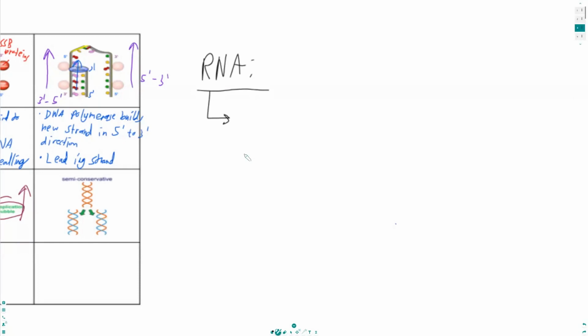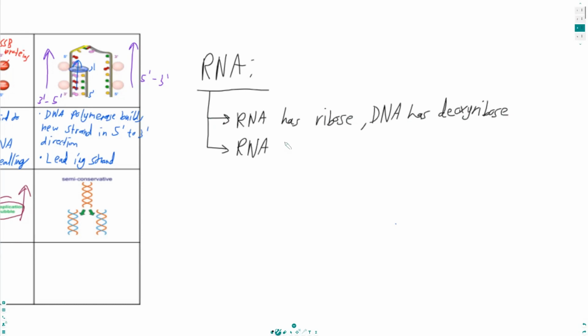First, RNA and DNA have different sugars. RNA has the sugar ribose. Remember, RNA stands for ribonucleic acid, but DNA stands for deoxyribonucleic acid. Therefore, DNA has deoxyribose. Another main difference is that the bases in RNA are slightly different to the bases in DNA. RNA has uracil instead of thymine. DNA has thymine, RNA has uracil.